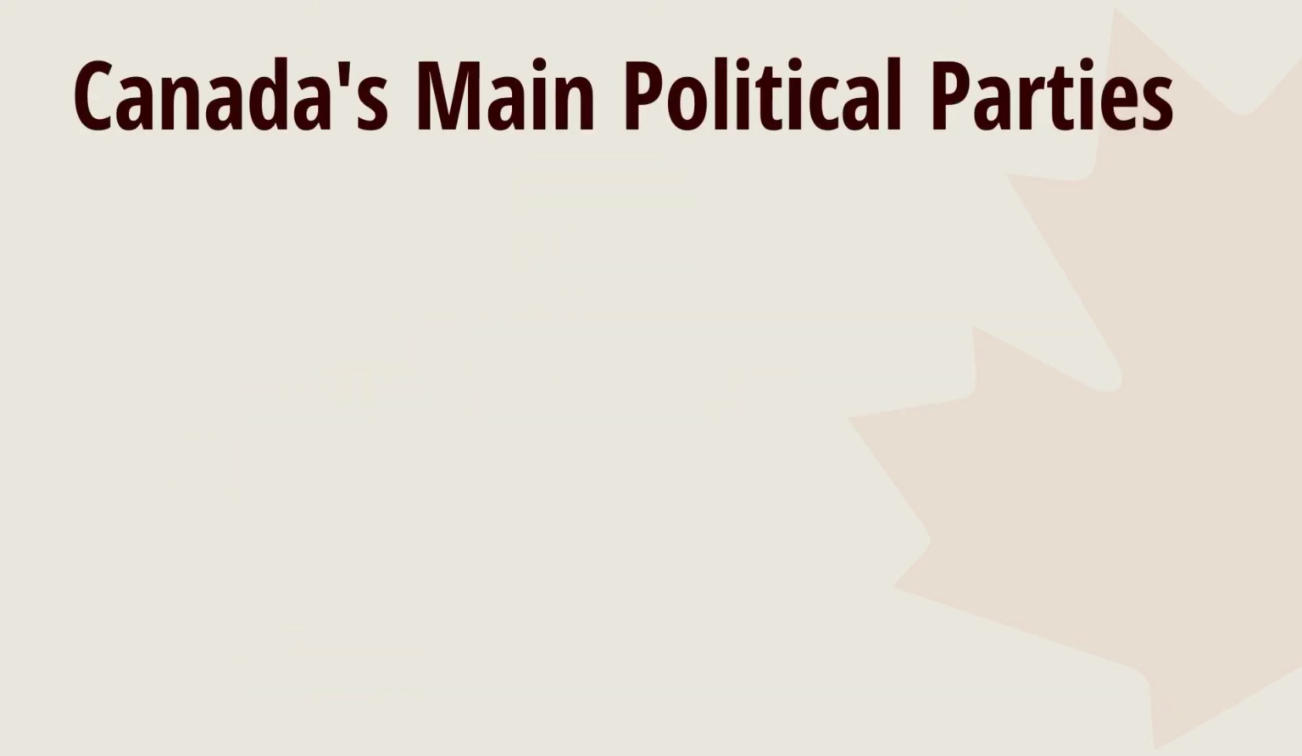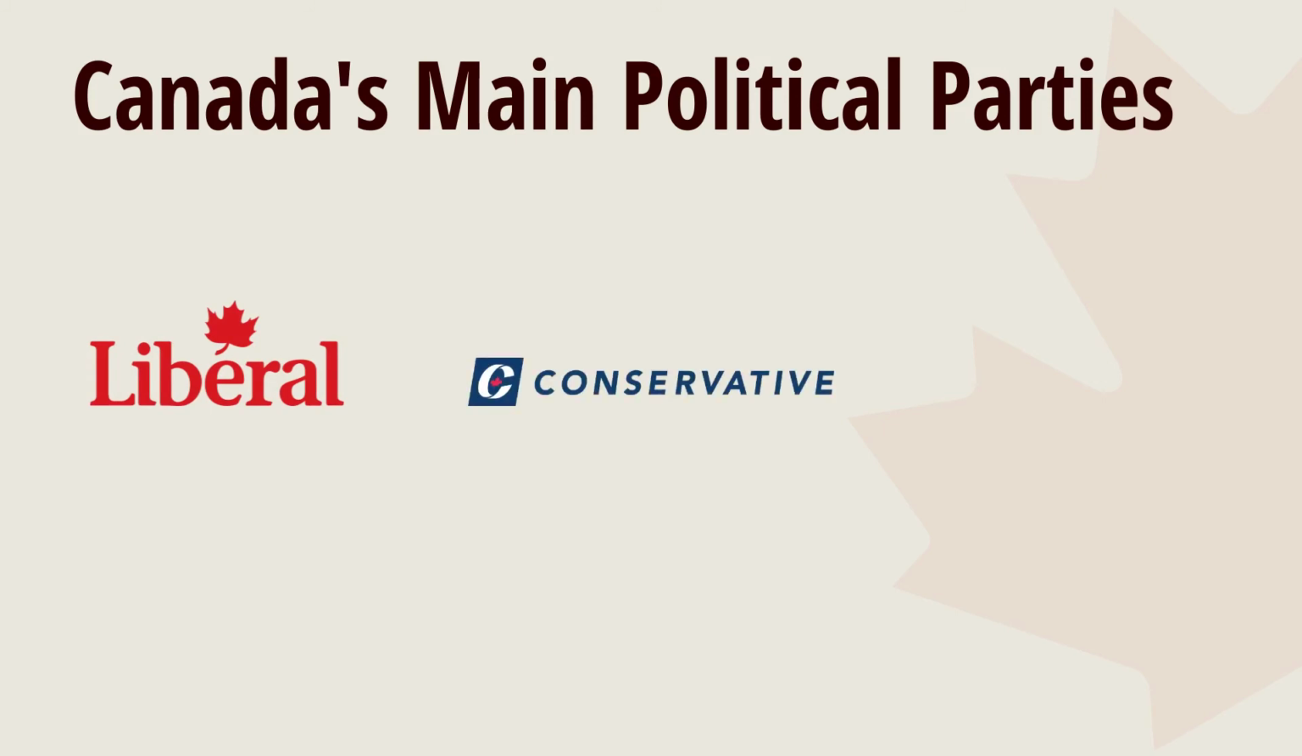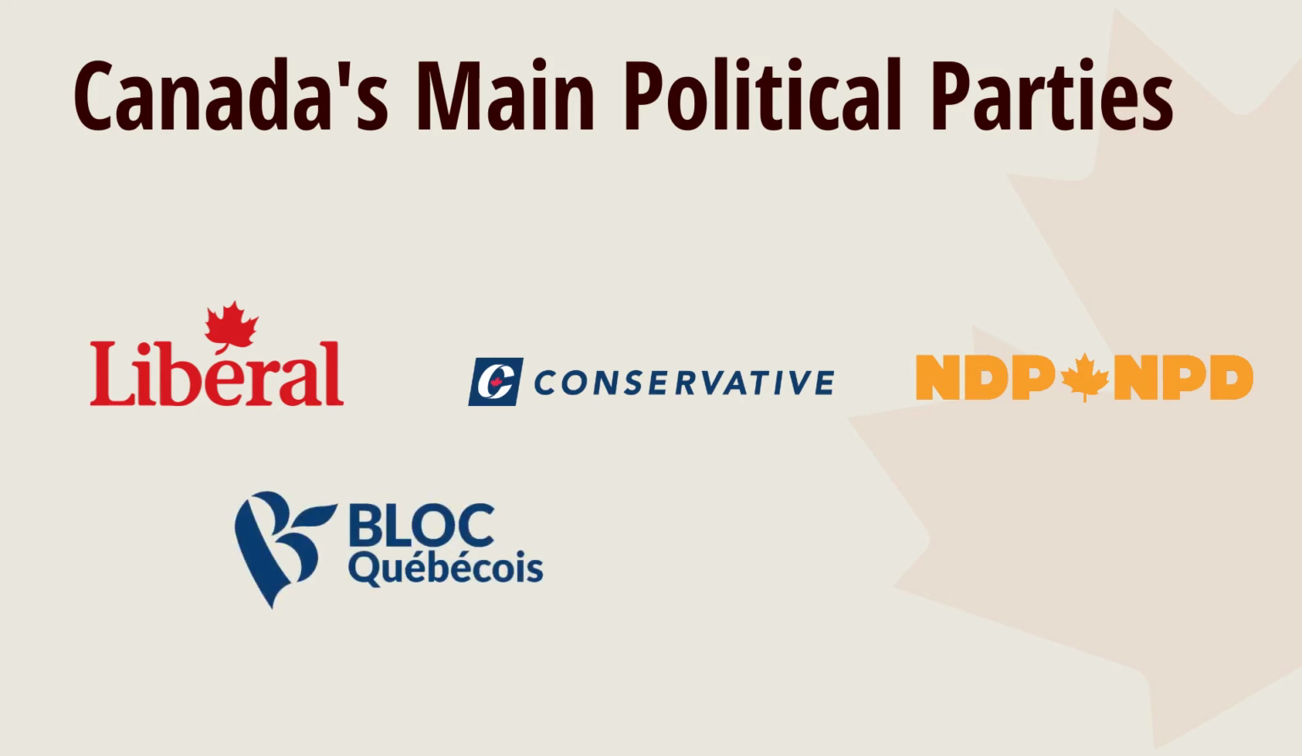Now let's learn about Canada's main political parties in the House of Commons. The three parties with the most seats are the Liberal Party, the Conservative Party, and the New Democratic Party. There are two other parties with seats in the House of Commons with fewer seats. These are the Bloc Québécois and the Green Party.